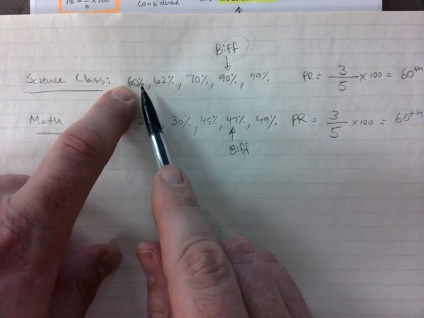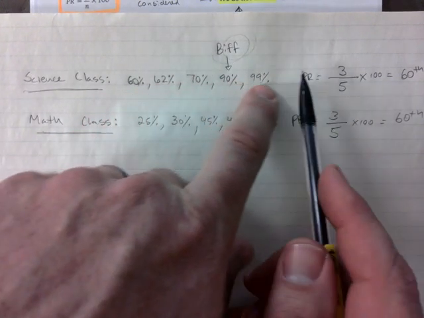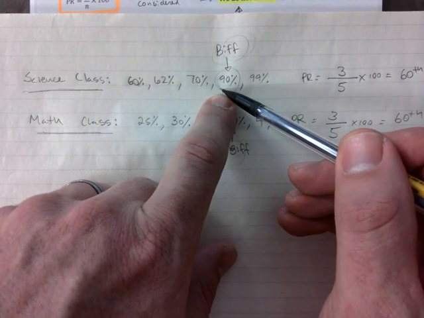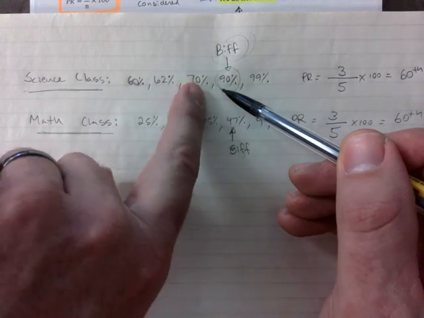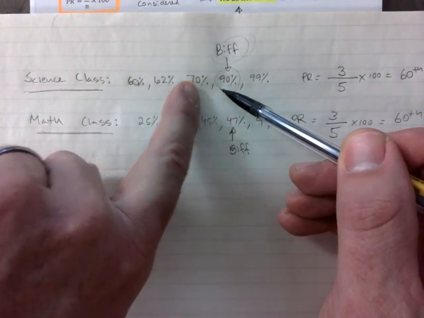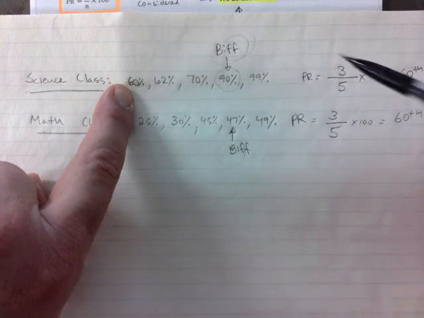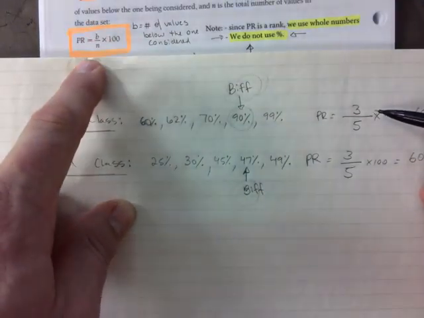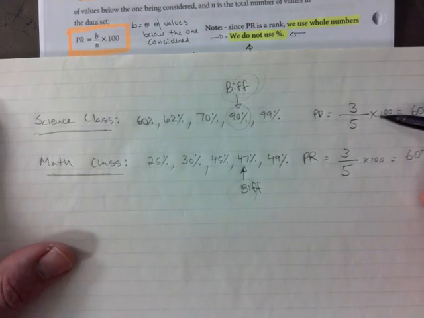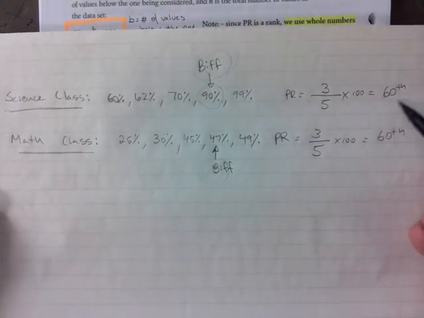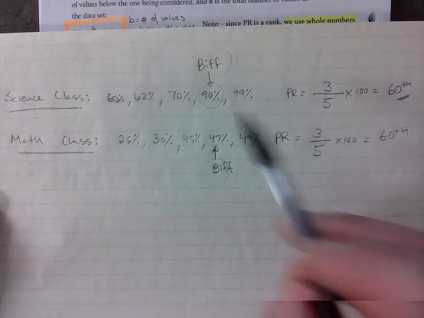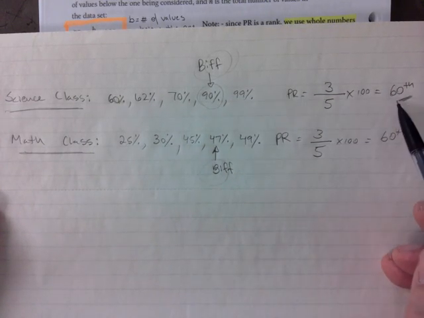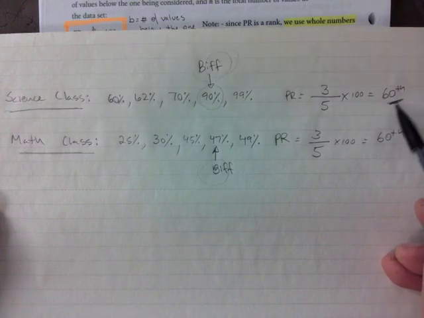Anyways, and then all of a sudden you notice that in science, Biff scored 90%. You're with me? Which means that how many students scored less than Biff? 3, right? So if you use the formula that I highlighted for you, 3 over 5 times 100 places him in the 60th percentile. Did he do pretty good in science? 90% is pretty good, but placed him at 60th percentile.